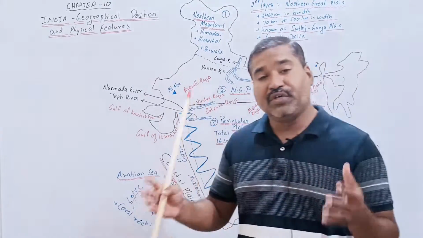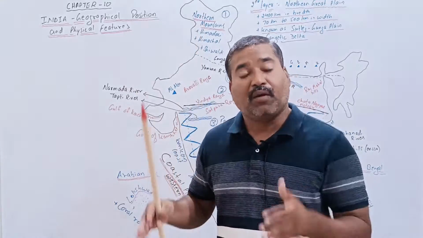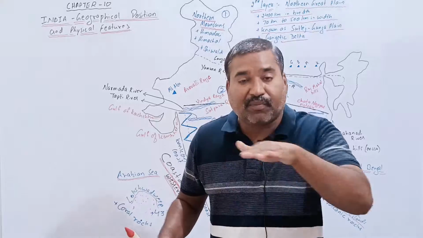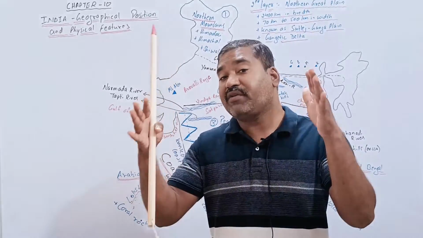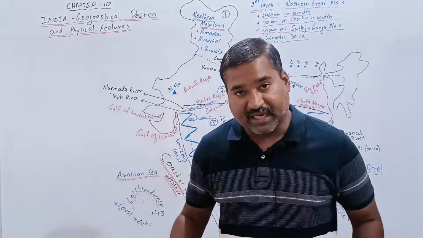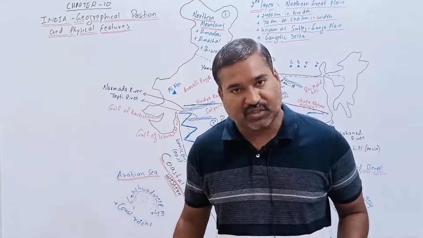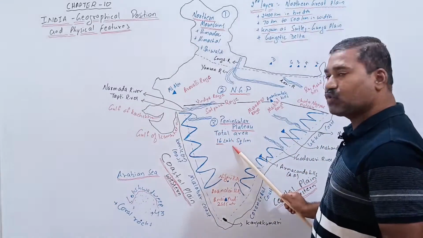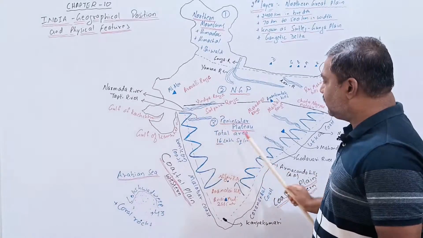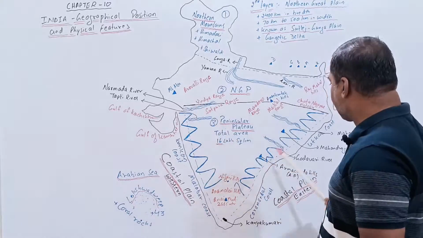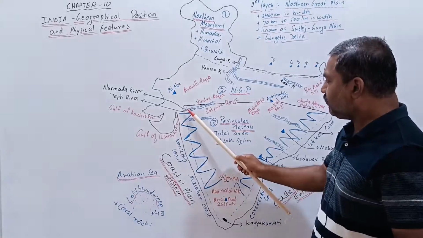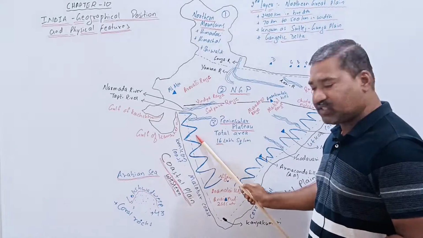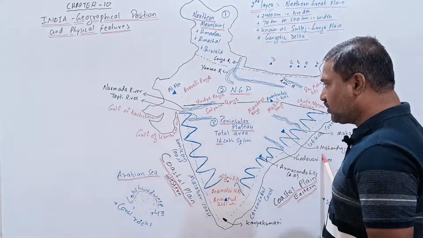It's because of huge deposition of alluvial soil brought by the rivers which flow from the northern part of India and deposit on the plain surface area, which is very suitable for the agriculture sector and even the industrial sector. Another side, this is the peninsular plateau, which stretches over 16 lakh square kilometers of area. This peninsular plateau is roughly triangular in shape. It has the Western Ghats towards the western side and the Eastern Ghats towards the eastern side.